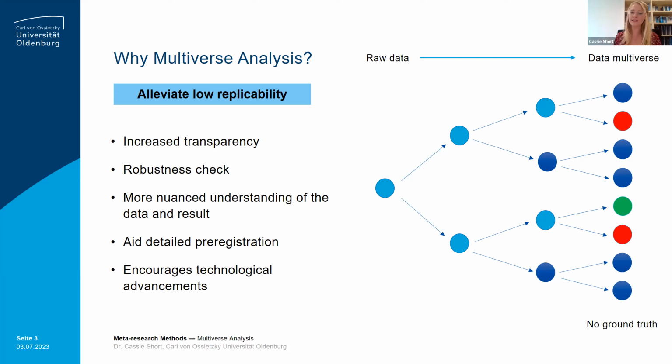And something really cool, I think, is that it encourages technological advancements. So if we have these huge, large multiverse analyses to run, how are we going to find a way for our software to run these in parallel, for example, to save time? Or how can we come up with a method to inferentially analyze all of these different effect sizes into one result that we report? So it's really encouraging, I think, developments in this area too.